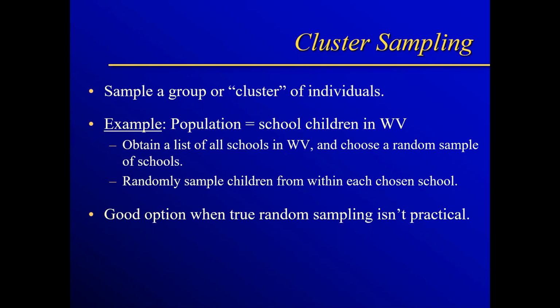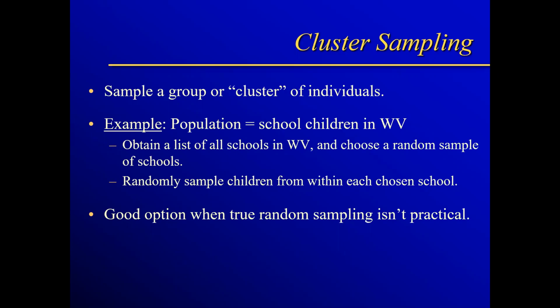Well, what I can do is obtain a list of all high schools in West Virginia, and then choose a random sample of schools. So maybe I'll put all the high schools in a hat and pull out the high schools, or use a random number generator, or however you randomly select. So each school has an equal chance of being pulled out of the hat. Just use that phrasing, pulled out of the hat. So each school has an equal chance of being chosen. And then I randomly sample high schoolers from each chosen school.